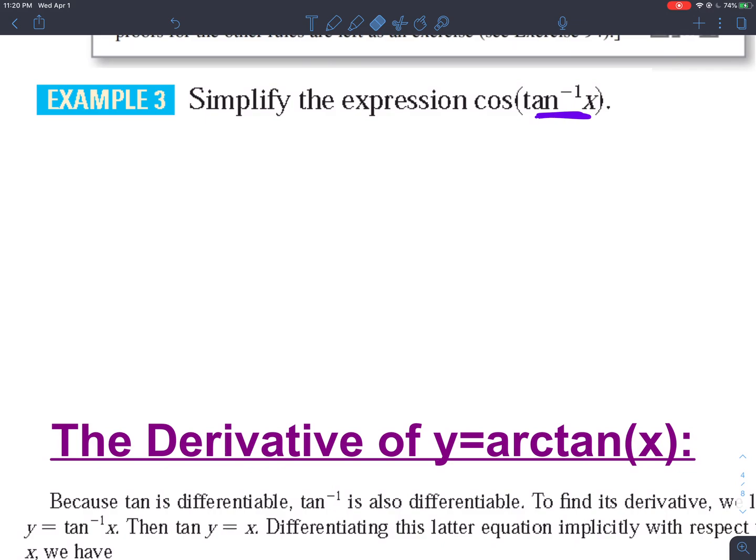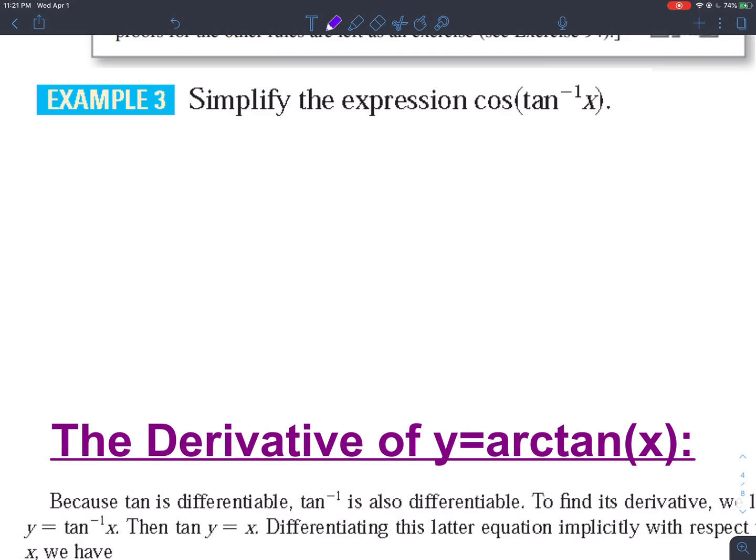So we know that this has to be a value between negative pi over 2 and positive pi over 2. But here's the problem. All I have is x, right? I'm given cosine of inverse tan of x. If I don't have any value here, I know my answer is going to be algebraic. I'm not going to get a result that is a number. It's going to be some sort of algebraic expression, because I don't have any numbers.